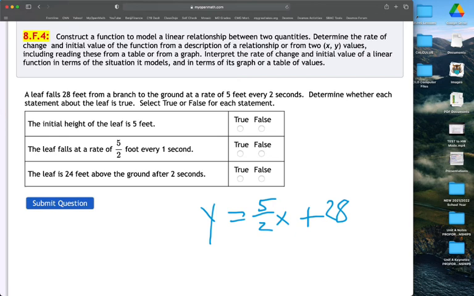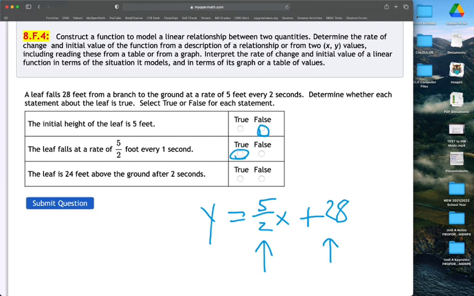Now, sometimes doing things like that will help us to answer the questions within the table. The initial height of the leaf is 5 feet. Well, clearly that's not true because it is 28 feet. The leaf falls at a rate of 5/2 of a foot for every 1 second. The slope clearly tells us that, or the rate of change.